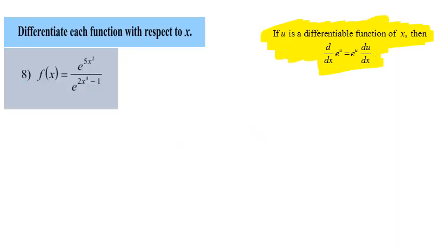f of x is equal to e to the power of 5x squared divided by e to the power of 2x to the power of 4 minus 1. I wanted to find the derivative with respect to x. As we can see, I have here a quotient rule.